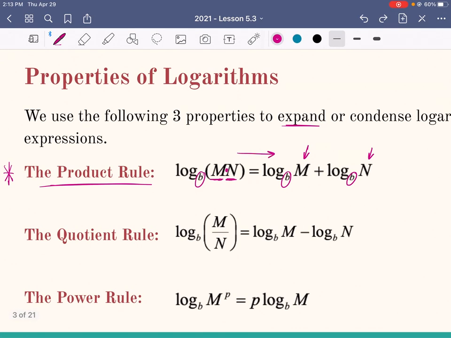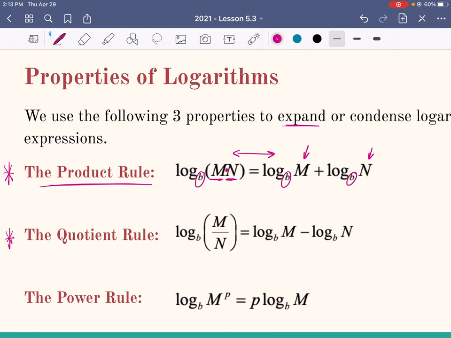And you can go back and forth between these. So if we are wanting to expand, that means make it bigger. You would want to expand it into 2 expressions. If we want to condense it, that means make it one tiny logarithmic expression. We would go to this on the left.